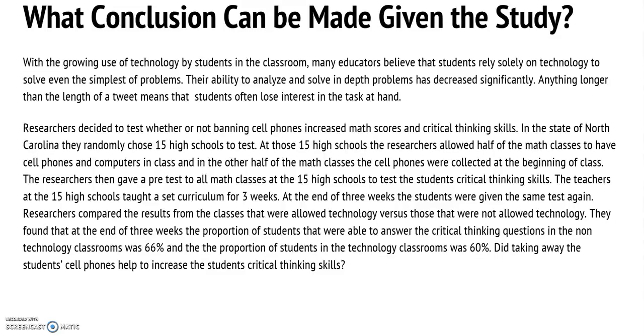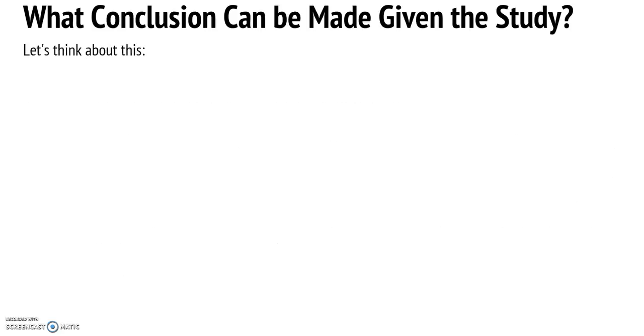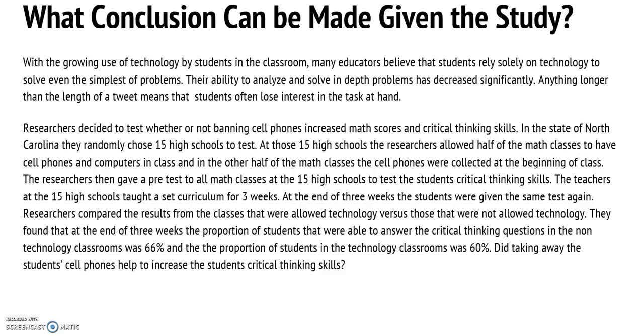They found at the end of 3 weeks the proportion of students that were able to answer the critical thinking questions in the non-technology classrooms was 66%, and the proportion of students in the technology classrooms was 60%. We want to know, did taking away the students' cell phones increase their critical thinking skills? So think about this, what conclusions can be made and for what population. Think about that for a second and then move on to the next page when you're ready to check your answer.